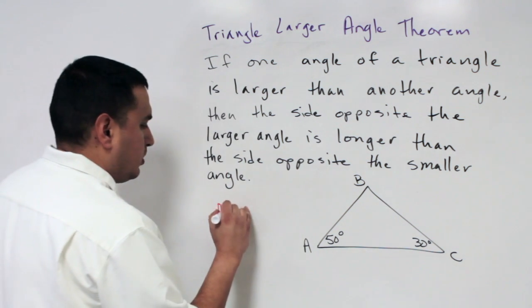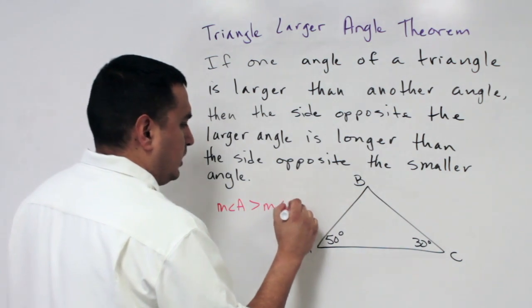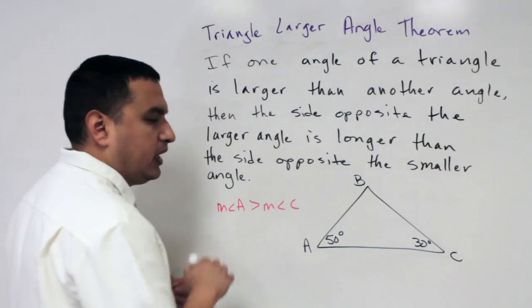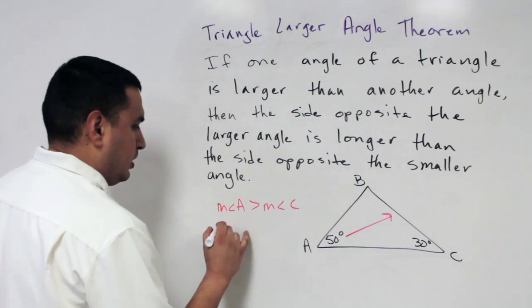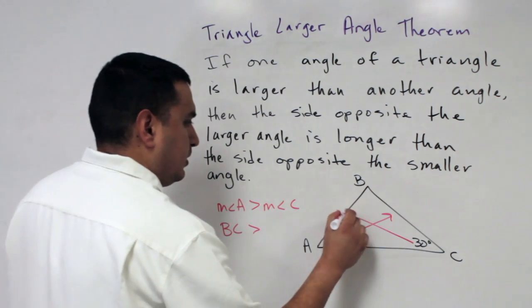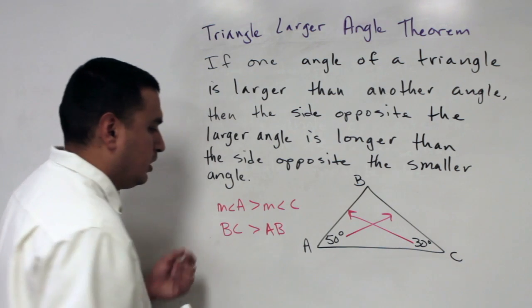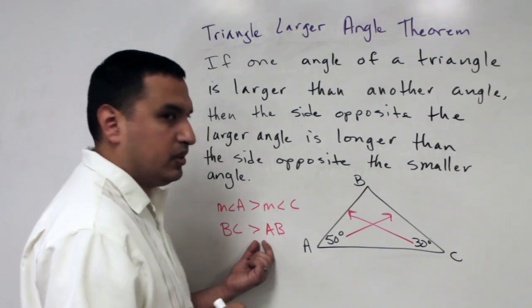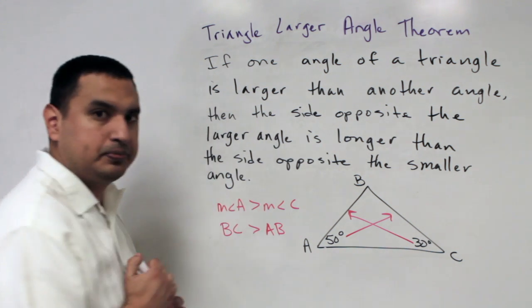So because the measure of angle A is greater than the measure of angle C, you know the opposite side, which is BC, has to be greater than the length of the opposite side of the 30-degree angle, which is AB. So the length of BC has to be greater than the length of AB because of the angles.